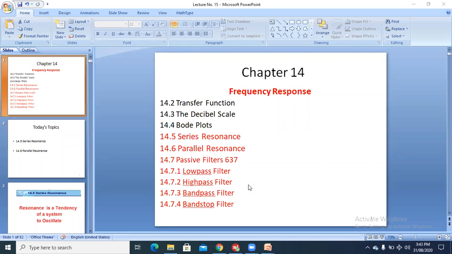So next we learn about the series and parallel resonance, and we learn something about passive filters. And after passive filters, we have a review of active filters as well. So first we start from the resonance.